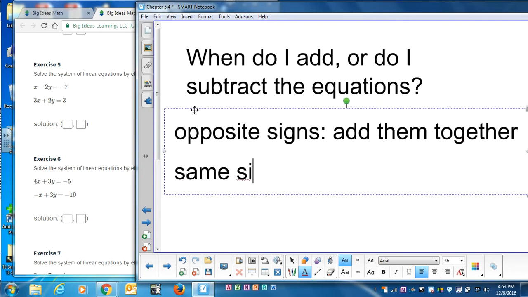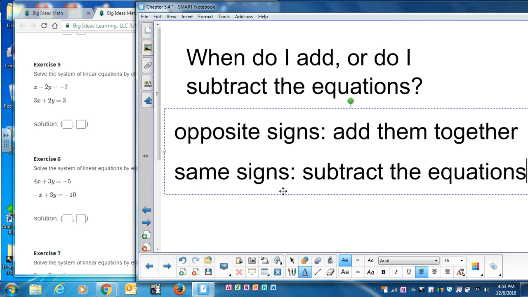If they're the same signs, so like 3y and 3y are both positive, if they're the same signs, you're going to subtract the equations. Okay. Your other option would be you could multiply both of these by negative 1, and then all the signs would be different, and then you could add the two together.